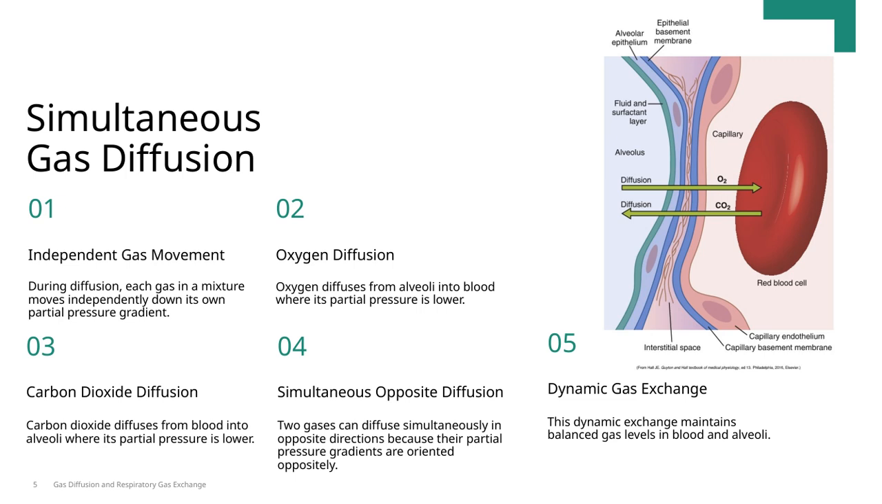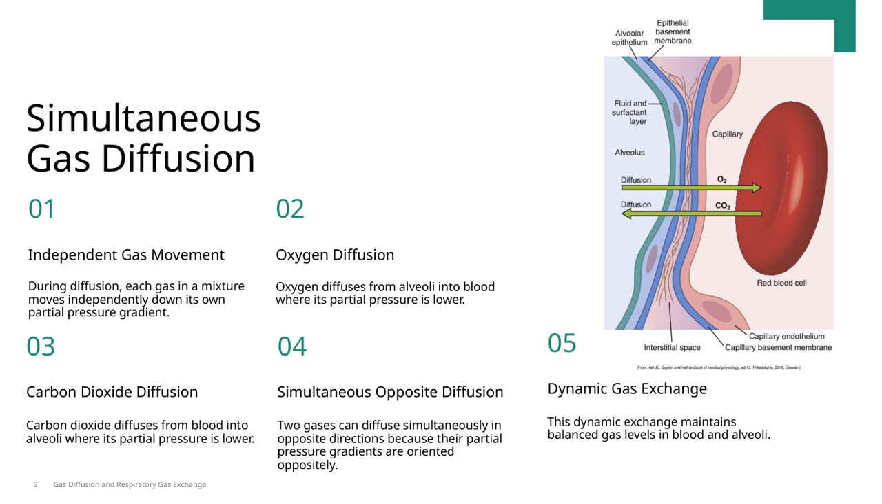For example, carbon dioxide diffuses from the blood into the alveoli, where its partial pressure is lower. This allows CO2 to leave the blood efficiently. At the same time, oxygen diffuses from the alveoli into the blood, again moving down its partial pressure gradient. This simultaneous movement of gases, oxygen in, carbon dioxide out, is what we call independent gas movement.